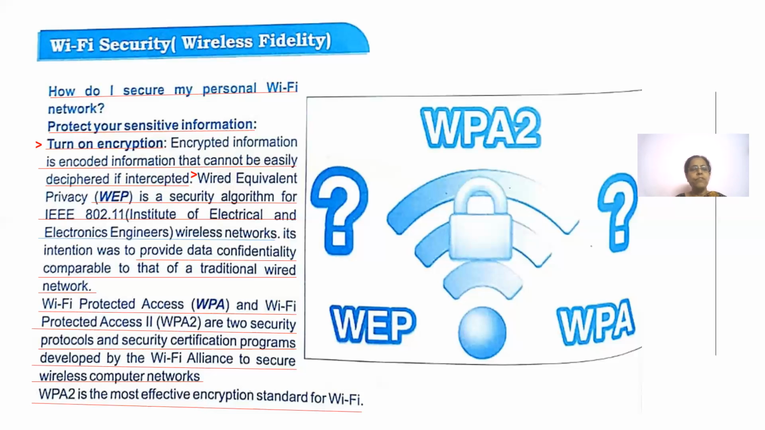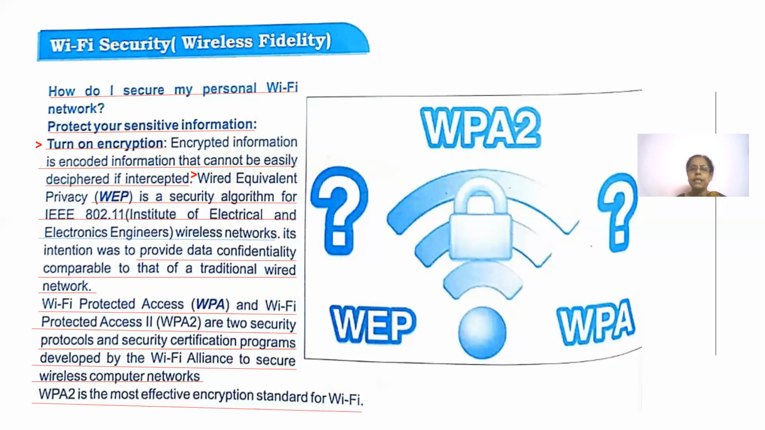Coming to the next type of security, that is Wi-Fi Protected Access, WPA, and Wi-Fi Protected Access 2, WPA2. These two security protocols and security certificate programs were developed by the Wi-Fi Alliance, as they call it. They are to secure your wireless computer network, so that nobody tries to get into your network and check all your data or information. They have given you these two protections.